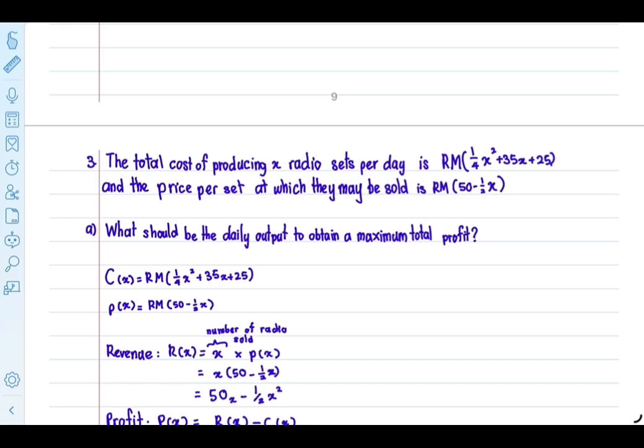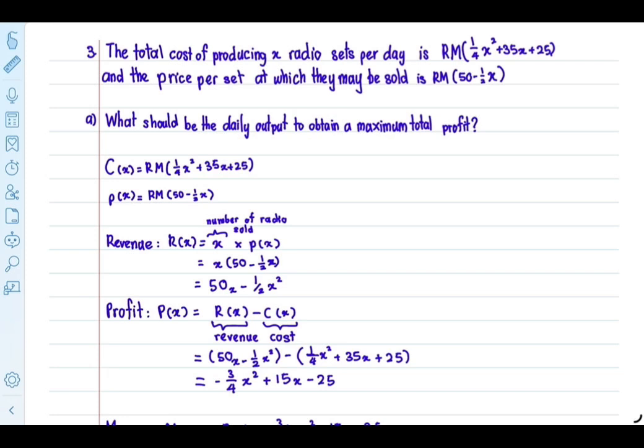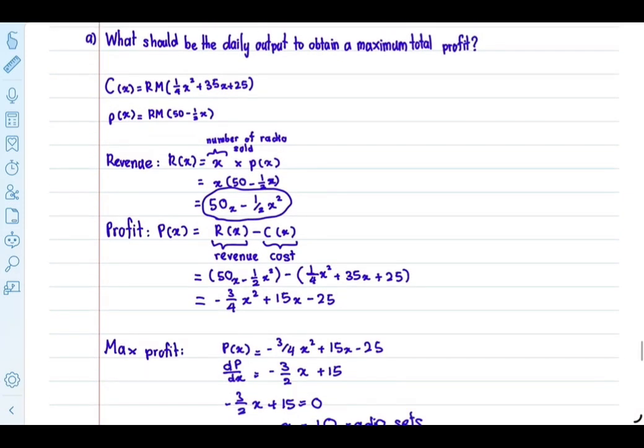So for the cost, I put C(x) to represent the cost, and P(x) for the price per set. First, we calculate the revenue by multiplying the number of units sold by the price per unit. So this is what we get. Then after we get the revenue, we can calculate the profit by subtracting the cost from the revenue. So this is what we end up with.